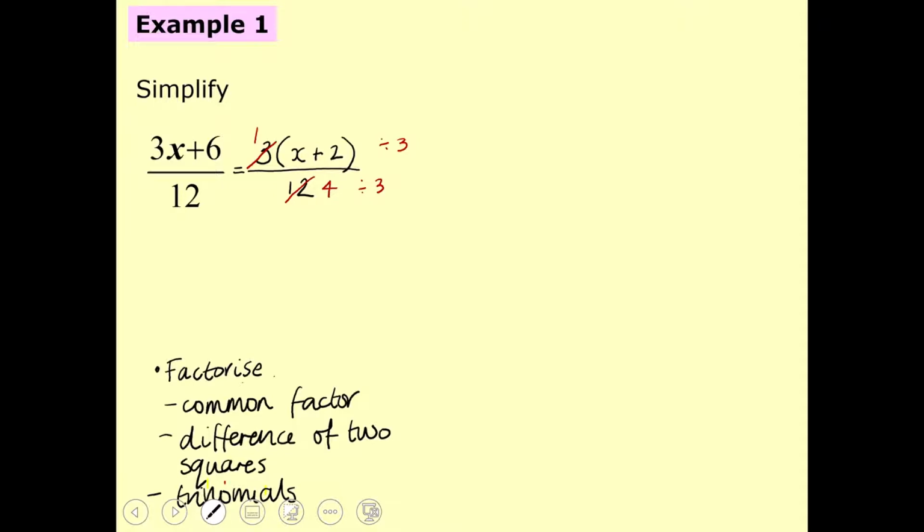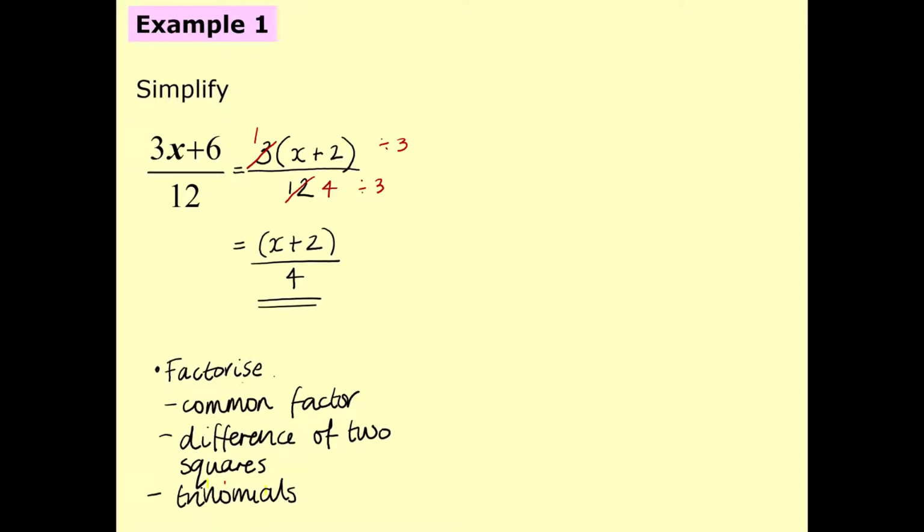Now we can go ahead and write down our answer. So our answer on the top is going to be 1 bracket x plus 2. We don't really need that 1, so I'm just going to write x plus 2, which is our bracket. You can leave in the brackets if you want, over 4. And that is our final fully simplified answer.